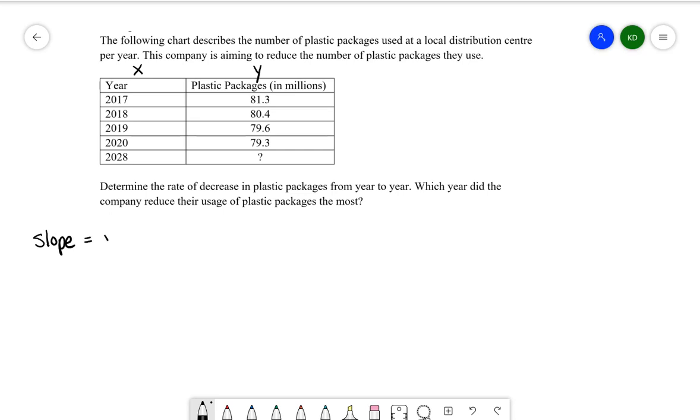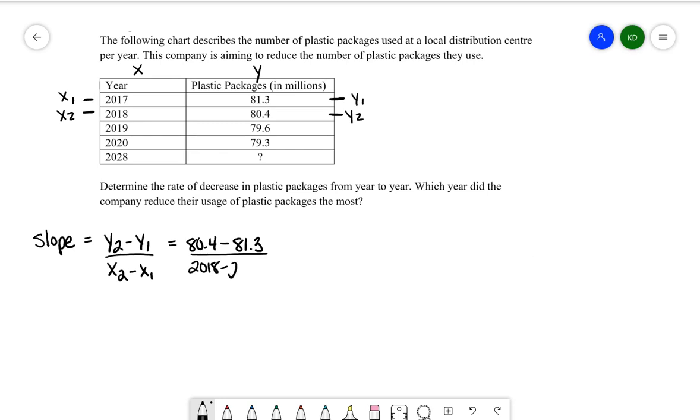Here we have slope is equal to y2 minus y1 divided by x2 minus x1. So let's first compare 2017 and 2018. The y values were 80.4 and 81.3. So let's treat this as y2 and this will be y1, and this over here will be x2 and that will be x1. Now all we need to do is plug this into the formula. So we're going to have 80.4 minus 81.3, and that will be divided by 2018 minus 2017. Let's plug that into our calculators. What we're going to get in the numerator is negative 0.9, and in the denominator, this is going to be 1.